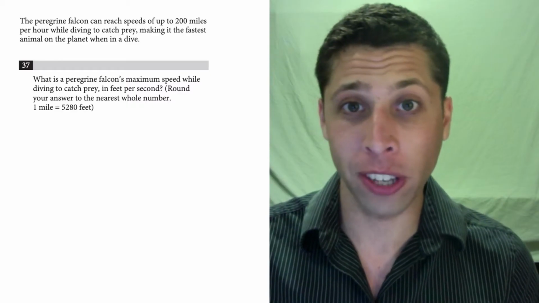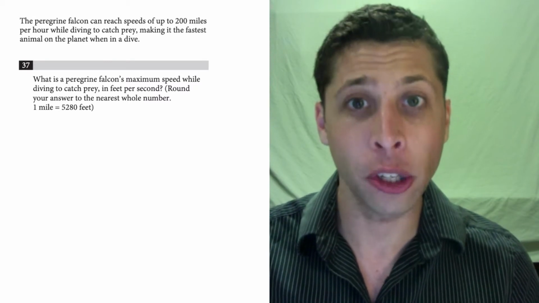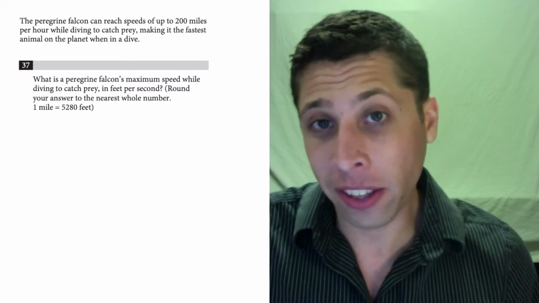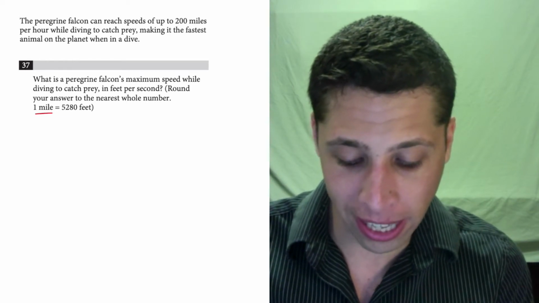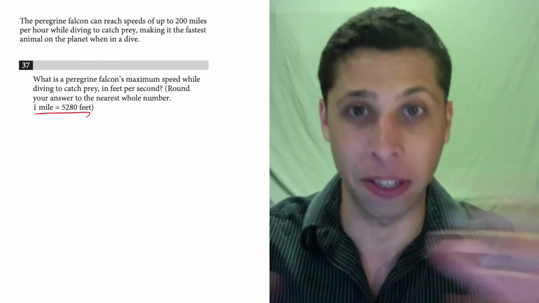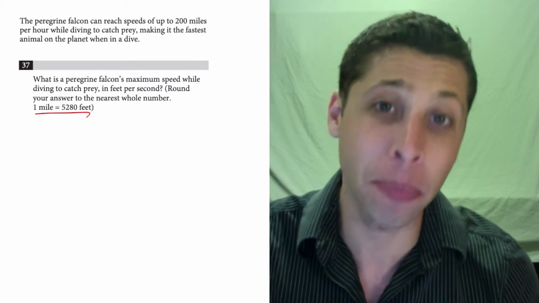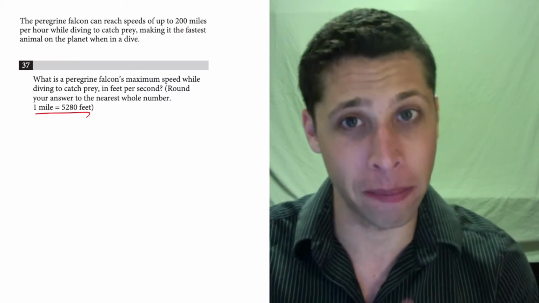When I look at this question, I immediately know that they're testing units. One is that the question itself just has a lot of units in it, but also they're doing this thing where they, in parentheses, tell me some conversion that I'm supposed to know. So that's a pretty good clue that the units are going to matter.